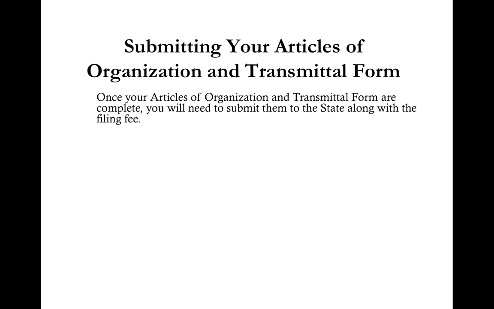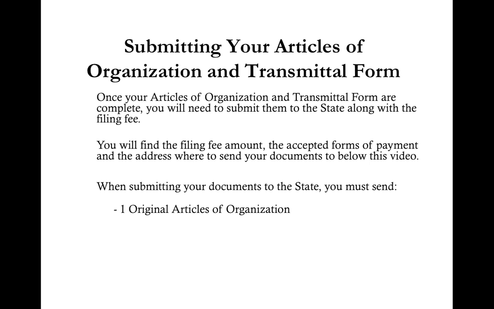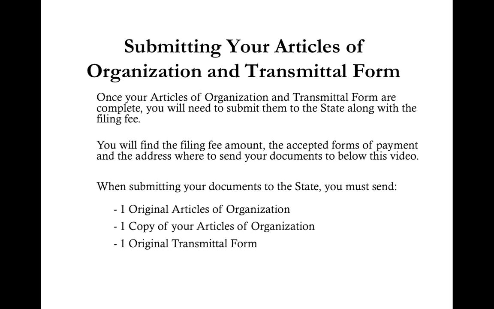Once your Articles of Organization and Transmittal form are complete, you will need to submit them to the state along with a filing fee. You will find the filing fee amount, the accepted forms of payment, and the address where to send your documents to below this video. When submitting your documents to the state, you must send one original Articles of Organization, one copy of your Articles of Organization, and one original transmittal form.